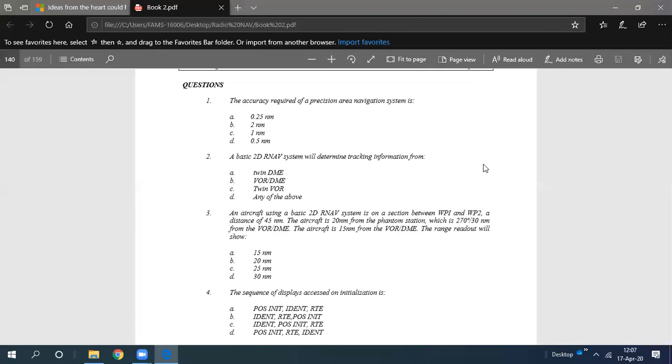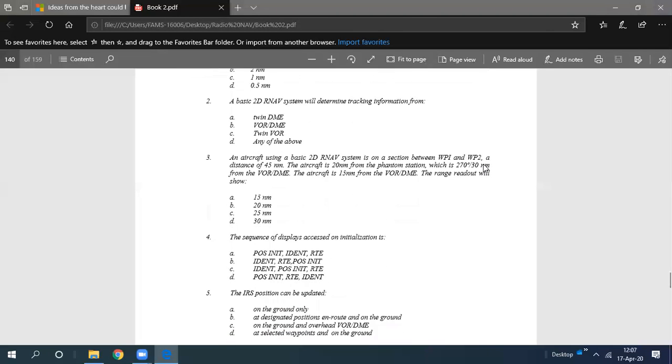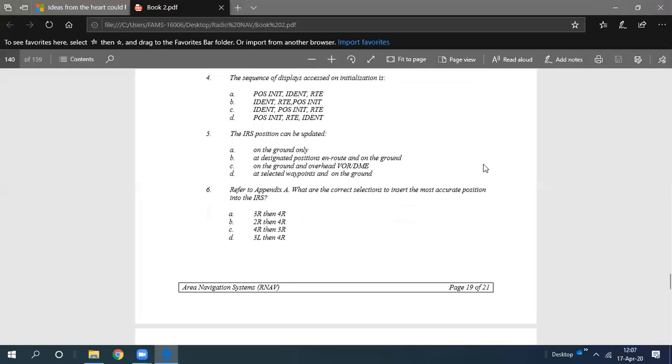Question number 4, please. The sequence of displays, a bit louder, please. The sequence of display assessed on initialization is Charlie. Okay, question number 5. The IRS position can be updated, Alpha, on the ground only. Yes, you can update as far as IRS is concerned. You can play around with the IRS only on the ground. Once you are airborne, you're not supposed to touch the IRS thereafter.